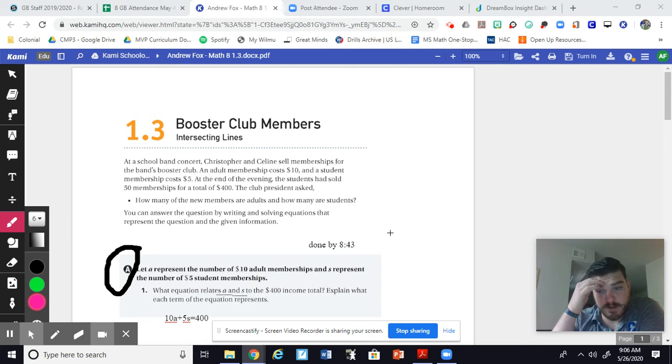Right, so what we talked about in class today is we had this math problem. At a school band concert, Christopher and Celine sell memberships for a band boosters club. An adult membership costs $10, a student membership costs $5, and at the end of the evening, the students had sold 50 memberships for a total of $400. The club president asked one simple question: How many of the new members are adults and how many are new students?